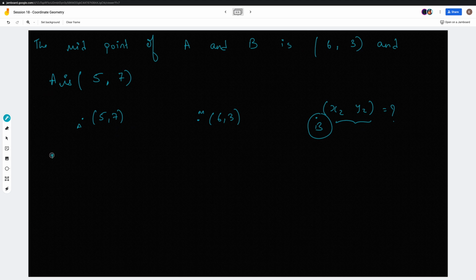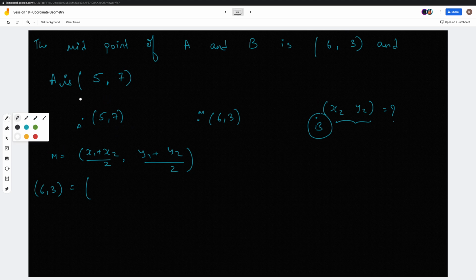So you know that the midpoint formula is x1 plus x2 divided by 2 comma y1 plus y2 divided by 2, right? So what is the midpoint? Midpoint is 6 comma 3. 6 comma 3 is equal to x1, y1, x2 and y2, where x2 and y2 are unknown. So let us leave it like that. So x1 value is what? 5 plus x2 by 2 comma y1. What is y1? y1 is 7 plus y2. We don't know the y2 value, so I'm going to leave it like this.